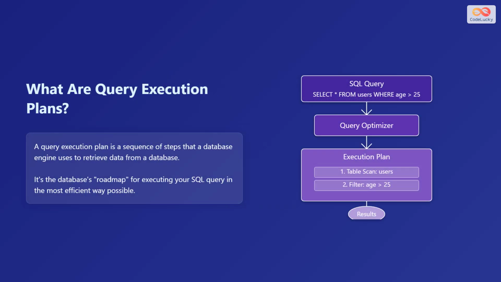So, what exactly are query execution plans? A query execution plan is a sequence of steps that a database engine uses to retrieve data from a database. Think of it as the database's roadmap for executing your SQL query in the most efficient way possible. When you send a query to the database, it doesn't just blindly search for the answer, instead, it creates a plan.